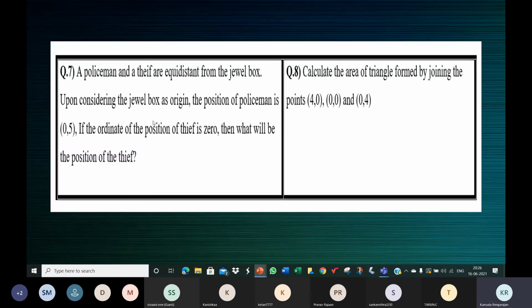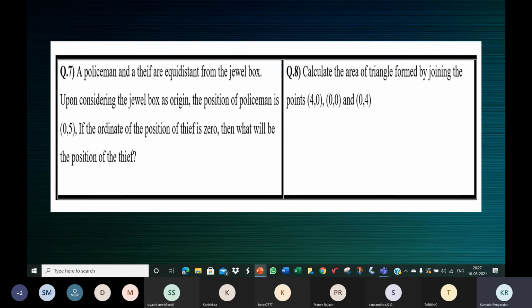Please read question number 7. A policeman and a thief are equidistant from the jewel box. Oh, I need to show you the figure, is it? All right, let's see if we can understand just from the information here. The figure is not given. Okay, good.